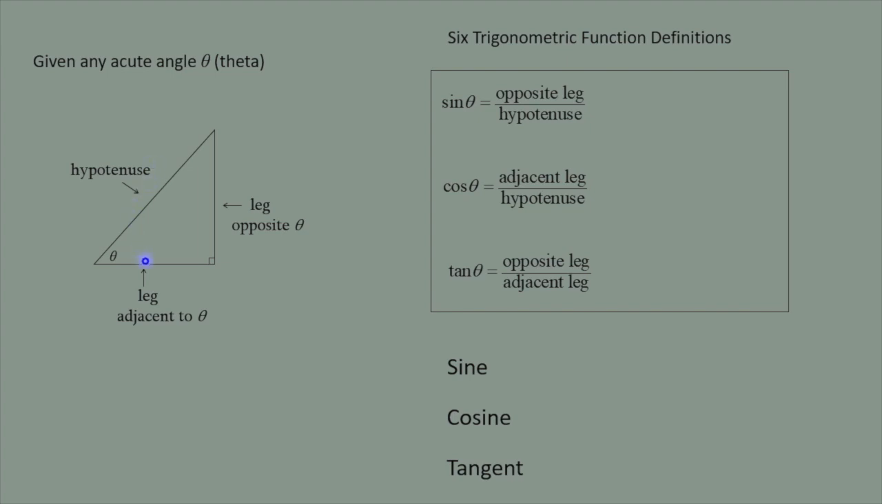Any two of the three sides of this triangle can be found in one of these three ratios. So if you're using a known side length to solve for an unknown side length, one of these three ratios will work.